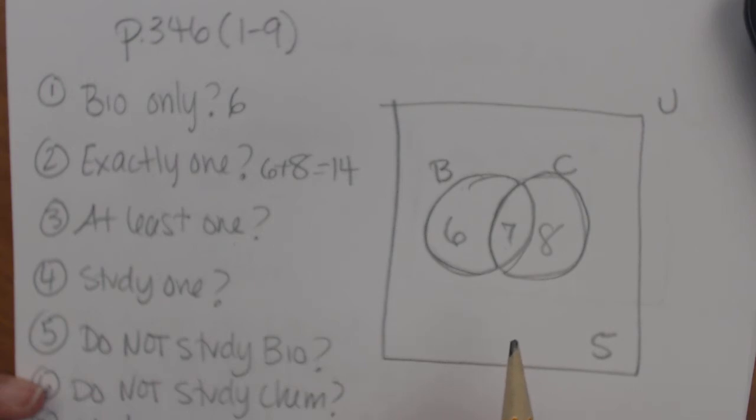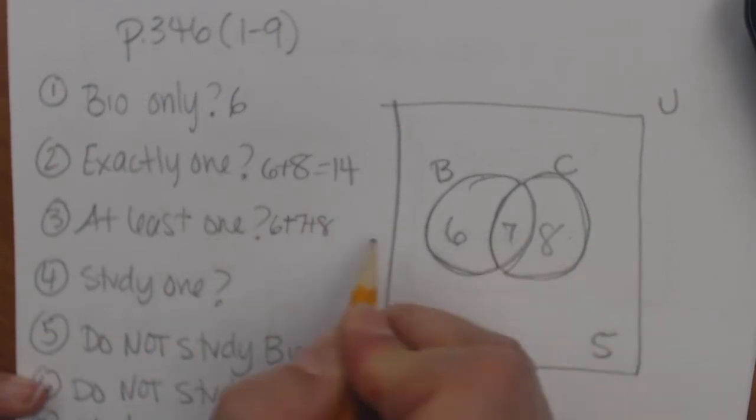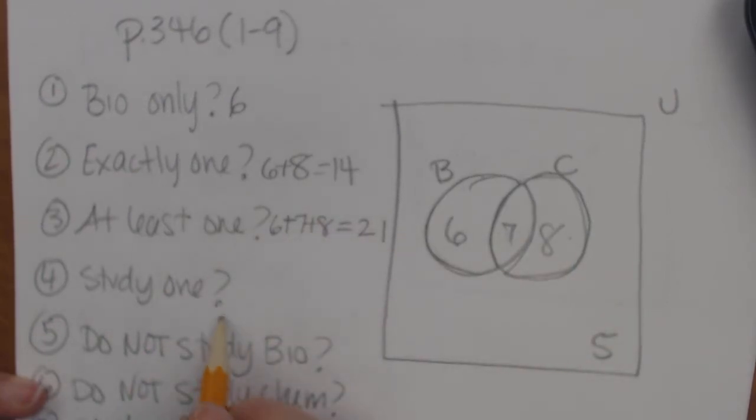At least 1. So at least 1 means 1 or the other or both, because we can't have 2. So what we're going to do here is add 6 plus 7 plus 8. So we're going to add these little 3 sections and get 21.